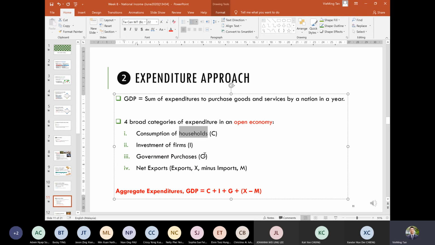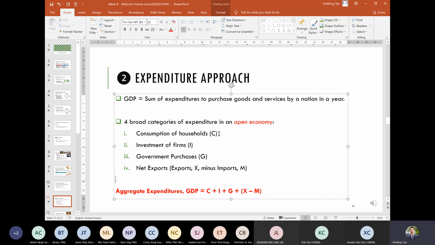The second expenditure would be from the firms. Firms are the private producers or private sellers. The third sector is government. Government spending, we are going to look at one by one later on. And the fourth one involves the transaction of international business, which involves export and import. So the net export is equal to export minus import.